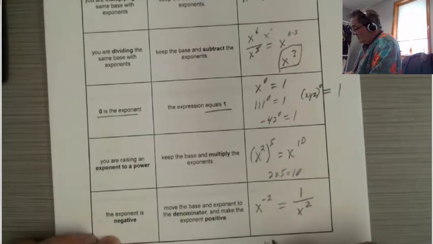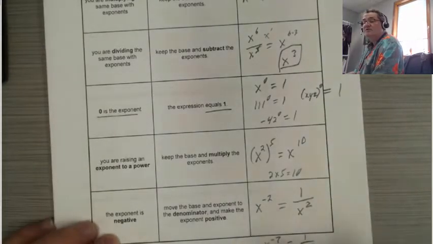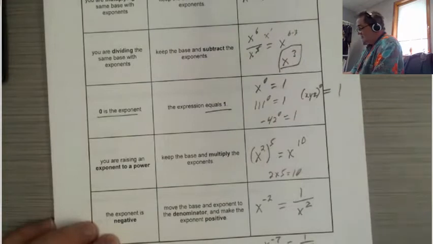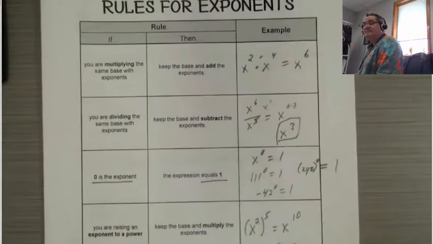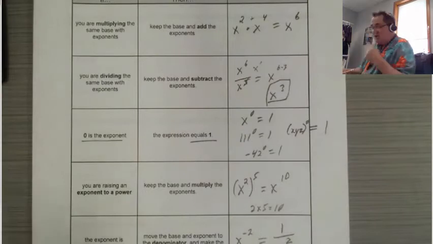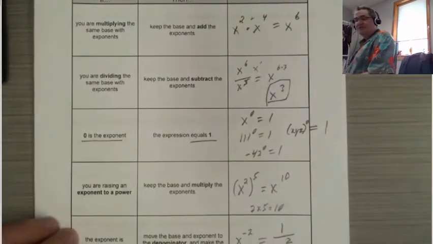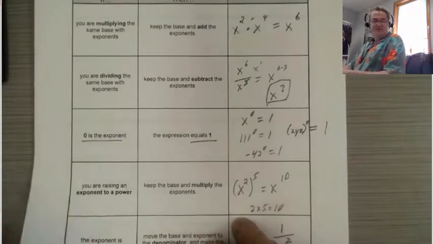X to the negative 7th is the same as 1 over x to the 7th. We just move it to the denominator, and we just have a 1 left because there was nothing else. All right, that's the basic rules for exponents that were in the lessons. If you didn't understand those, this is a summary of the basic rules that we're going to use on the following pages. So let's look at those.